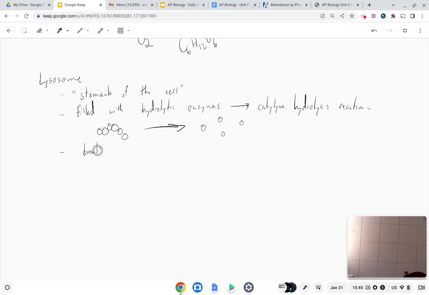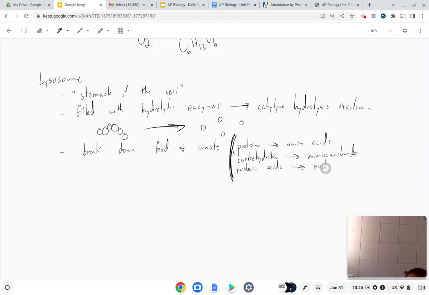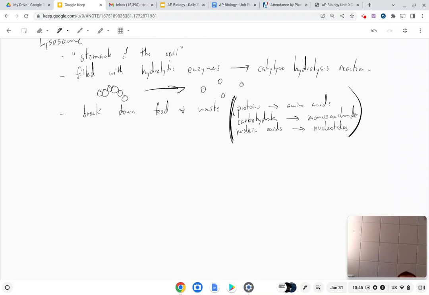So this is breaking down food and waste. This would include all of those biological molecules: breaking down proteins into amino acids, breaking down carbohydrates into their monosaccharides, breaking down nucleic acids into nucleotides. Those are just some examples of hydrolytic reactions.